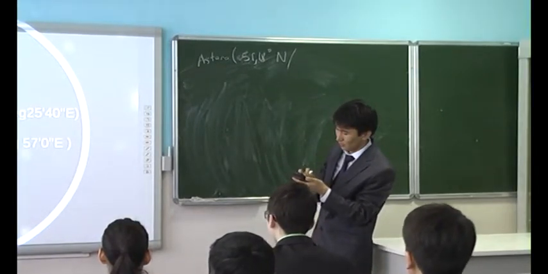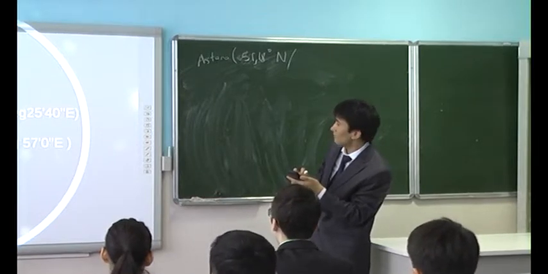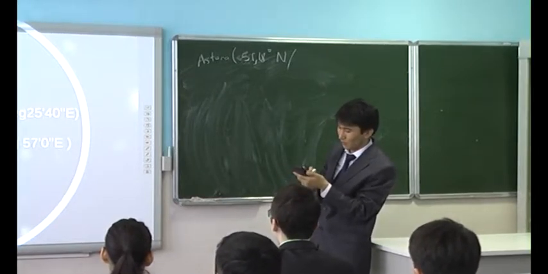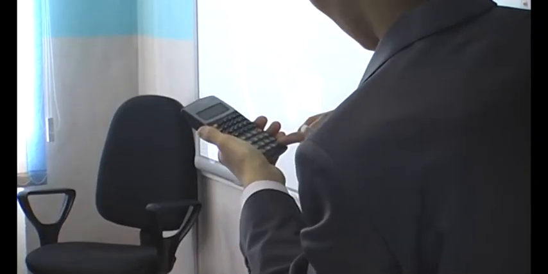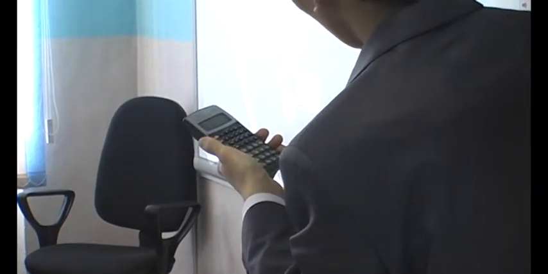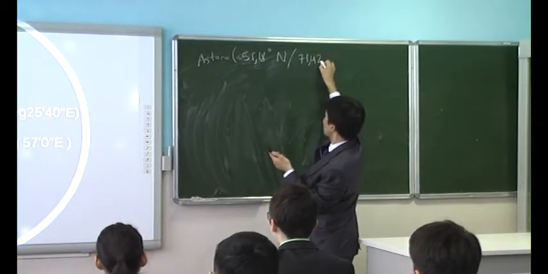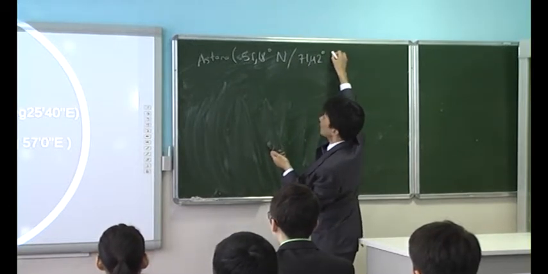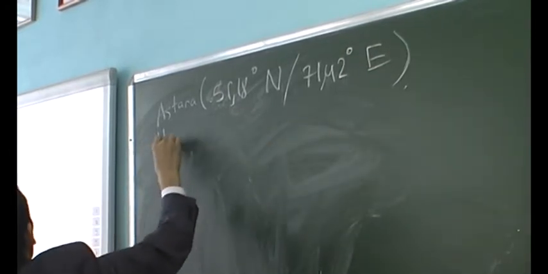And 71, this is 40 over 60, plus 25, is equal to 71.42 degrees to the east. Yes, that's clear.